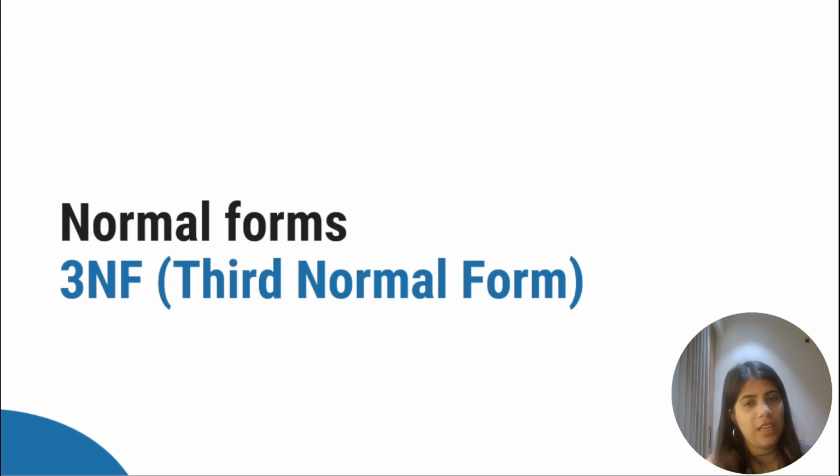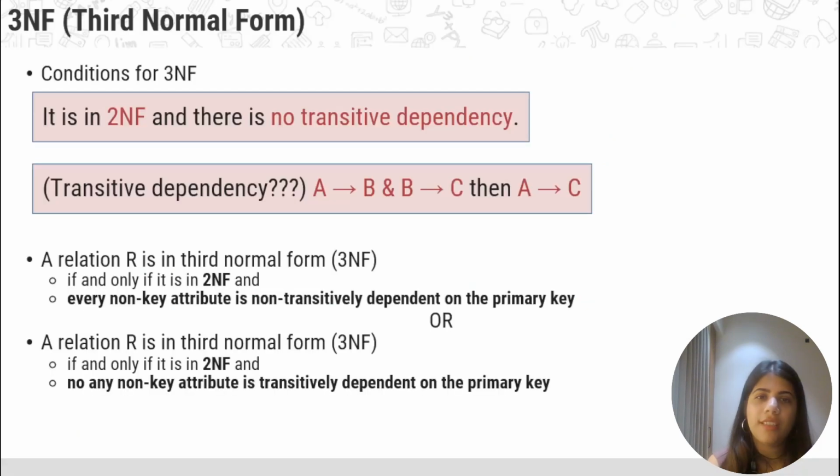Now let's understand 3NF, the third normal form. Of course, the condition over here is that it has to be in 2NF, which means by default it will be in 1NF also, and there is no transitive dependency. Transitive dependency, if you remember, is when A is dependent on B and B is dependent on C, then indirectly A is also dependent on C. So that should not be there.